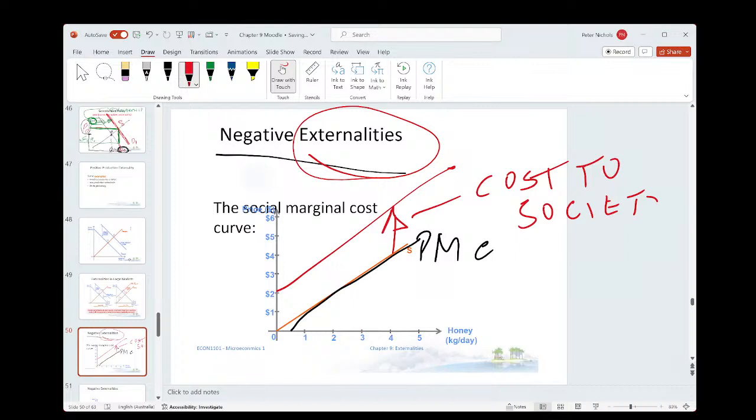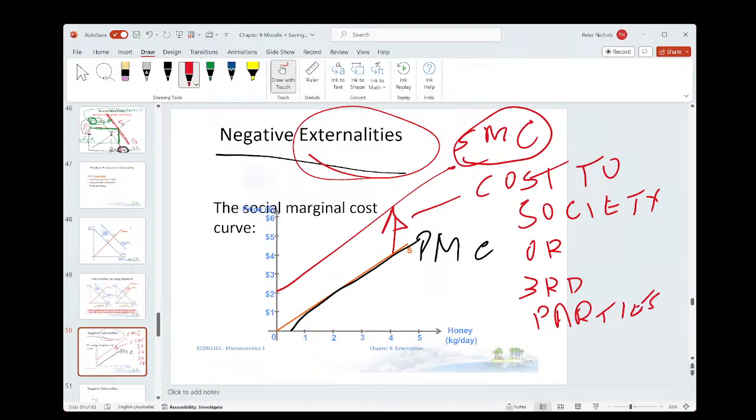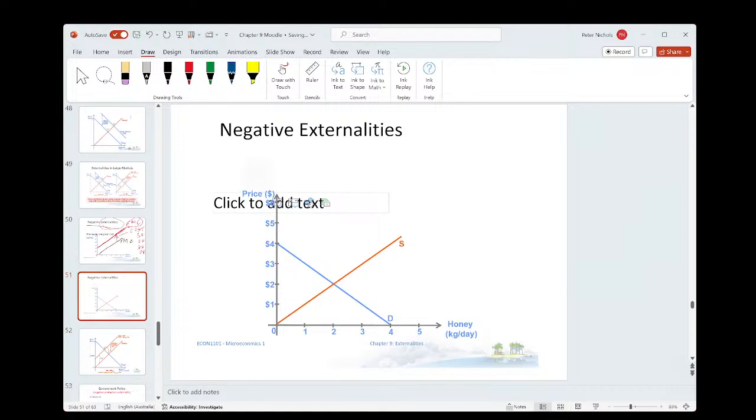Or third parties. Now, of course, they both mean the same thing. So cost to society or third parties, that moves our curve up. This moves our marginal cost curve. So now this is our social marginal cost curve here. So it's moved up and we've now got a new supply curve. And then if we superimpose that new supply curve on the market, there we have S1, and our equilibrium moves from E, the market equilibrium, to EO.